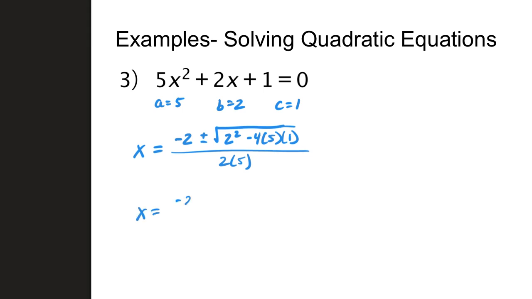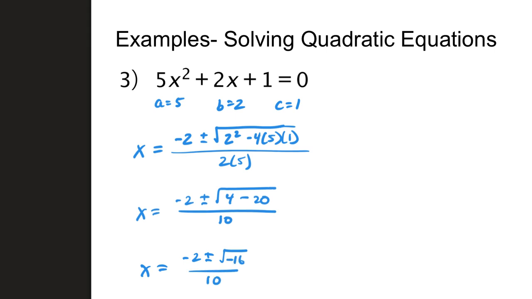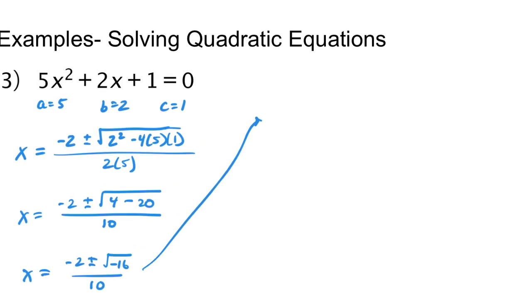All right, so that's negative 2 plus or minus. That'll be 4 minus 20 all over 10. Keep going. Negative 2 plus or minus the square root of negative 16 over 10. Hey, there's my i. I'm going to go up here for some more room. So that'll give me x equals negative 2 plus or minus the square root of negative 16 is 4i all over 10. I should simplify this fraction a little bit. So I will get negative 1 plus or minus 2i over 5.